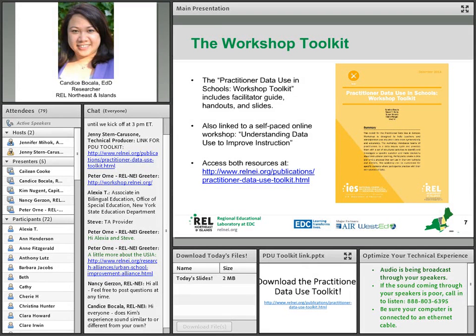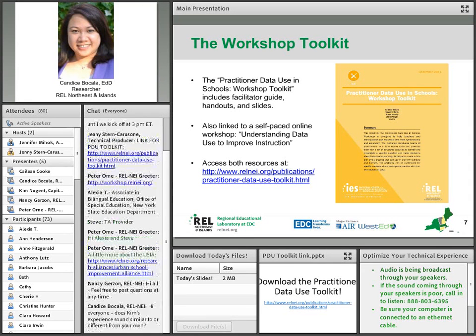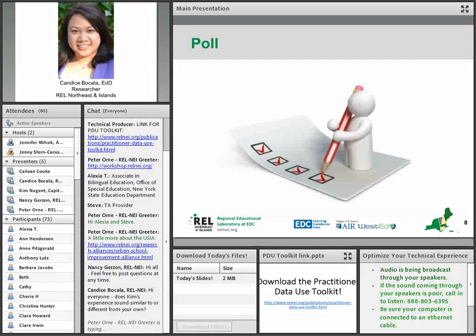It is also linked to a self-paced online workshop, as Peter mentioned, in the pre-webinar material. And you can access both of those resources from the link on the slide or the download pod, which you see below the slides here. And what's nice about them is they are free and publicly available. So the intent is that you access them and use them, customize them to your settings.